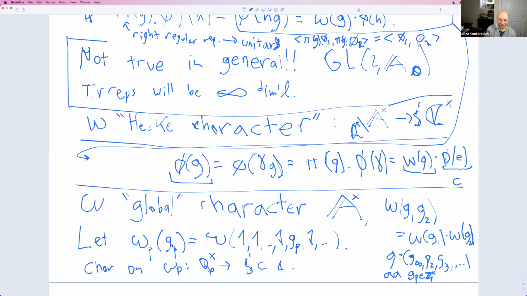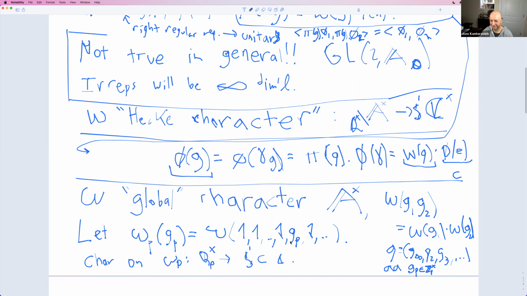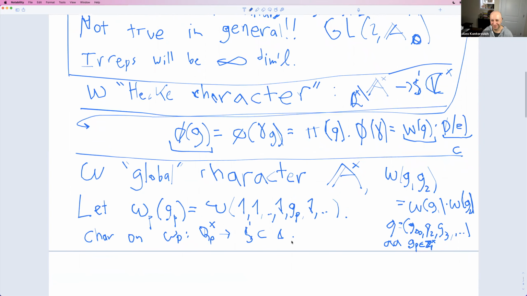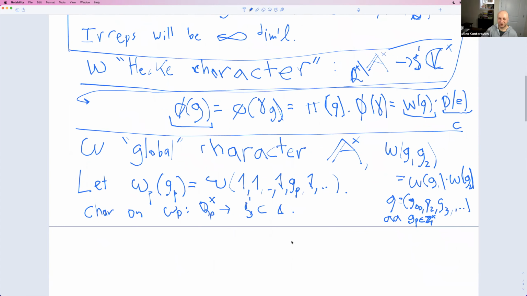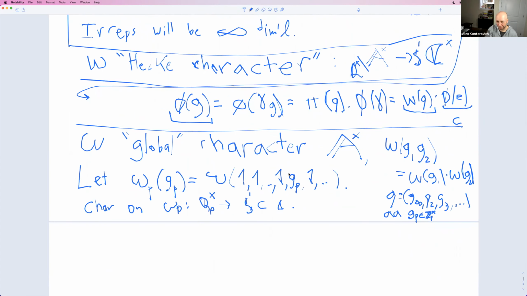And it's a character. Oh, I see. Okay. It's a character because all I'm doing is restricting omega to the pth place. It's a character on all of the adeles. It takes the same values on rational, non-zero rational multiples. And so check this out.